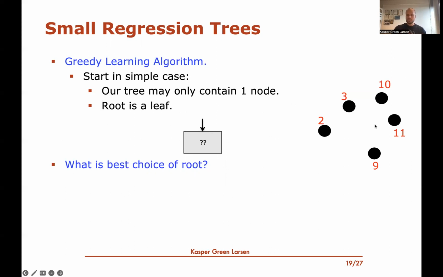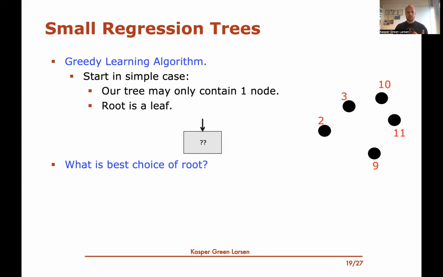So we want to build a tree such that if we evaluate its predictions on these training examples, the least squared loss, the sum over all the points of the squared difference between the prediction and the true value, is minimized. So let's go back and see how we derive this greedy algorithm.